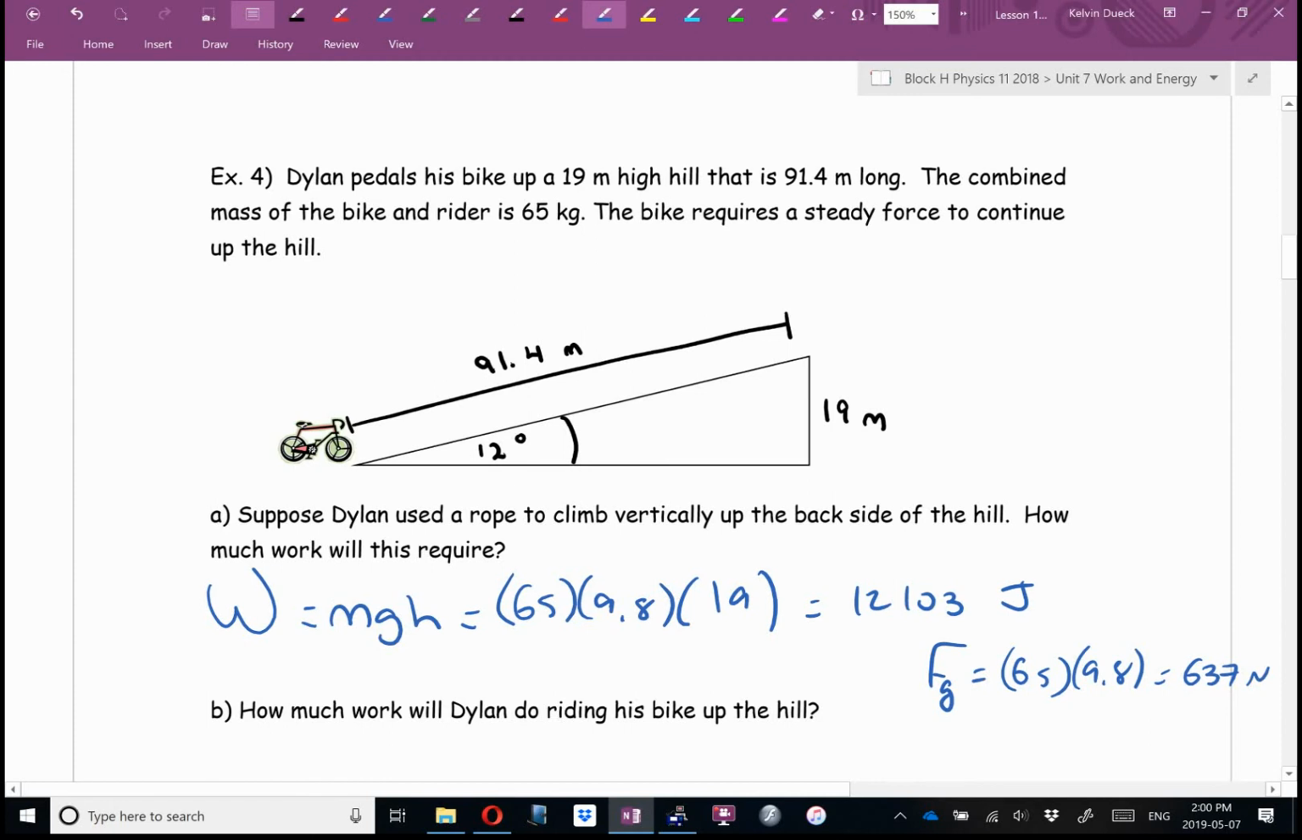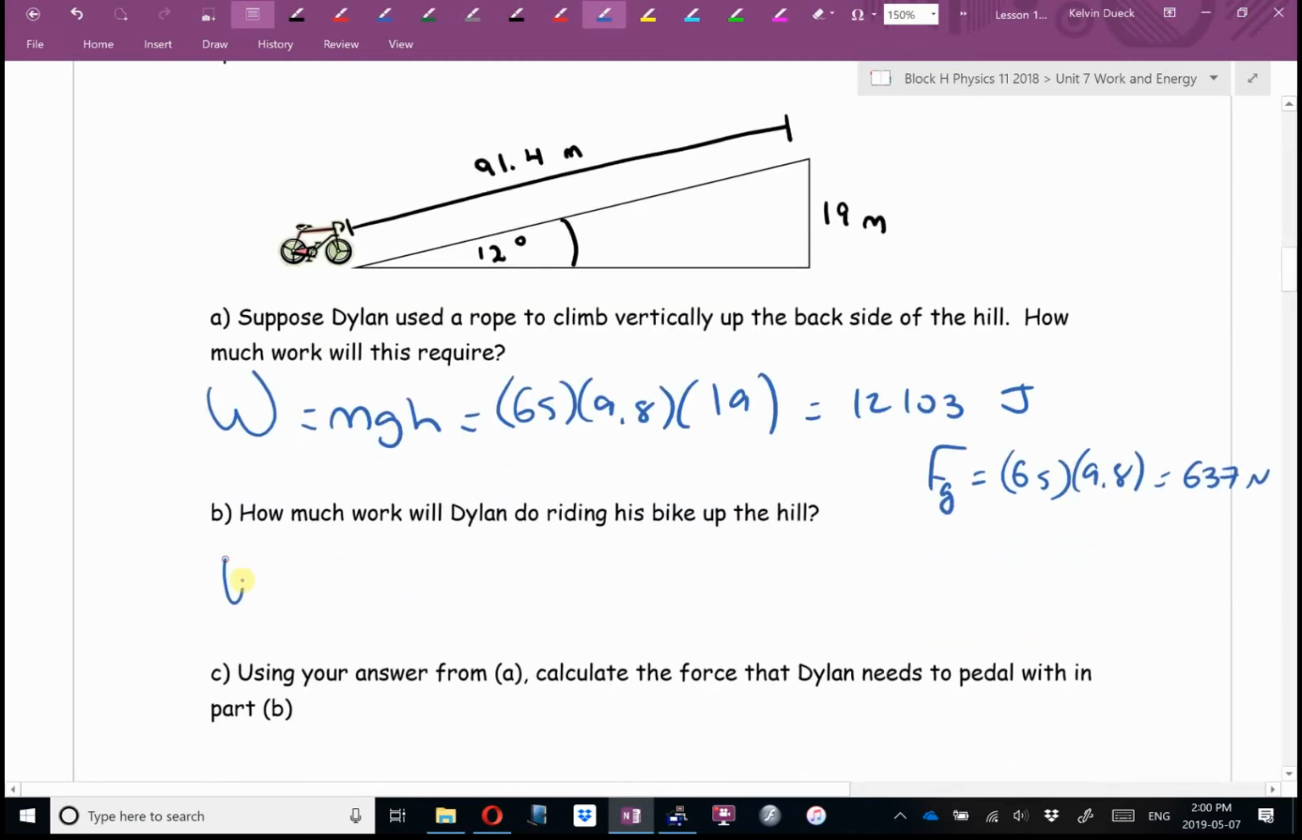How much work will Dylan do riding up the hill? The answer is 12,103 joules. It doesn't matter whether he goes straight up or whether he spreads it out over a longer distance. The amount of work he's going to do is going to be the same, because when you ride up a hill, which force are you doing work against? Gravity. And so which distance should we use? A vertical one to match gravity. So how much work does he do riding up the hill? 12,103 joules.